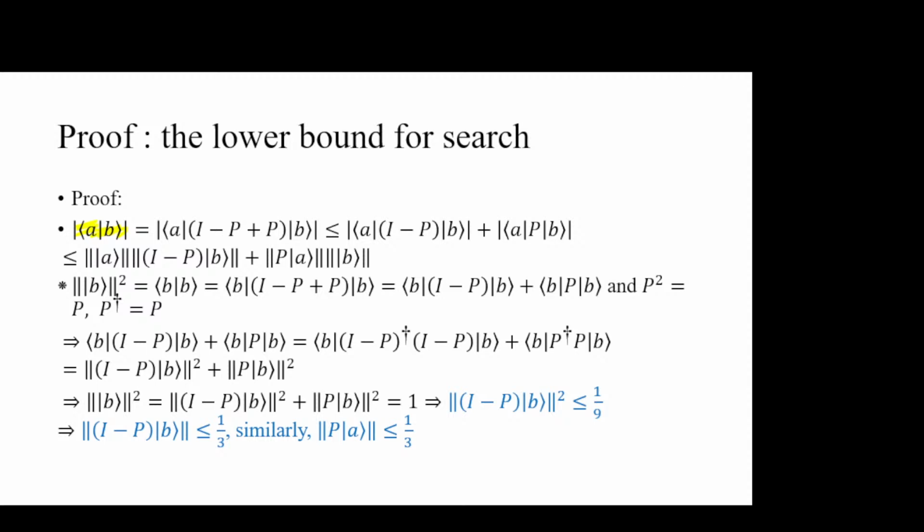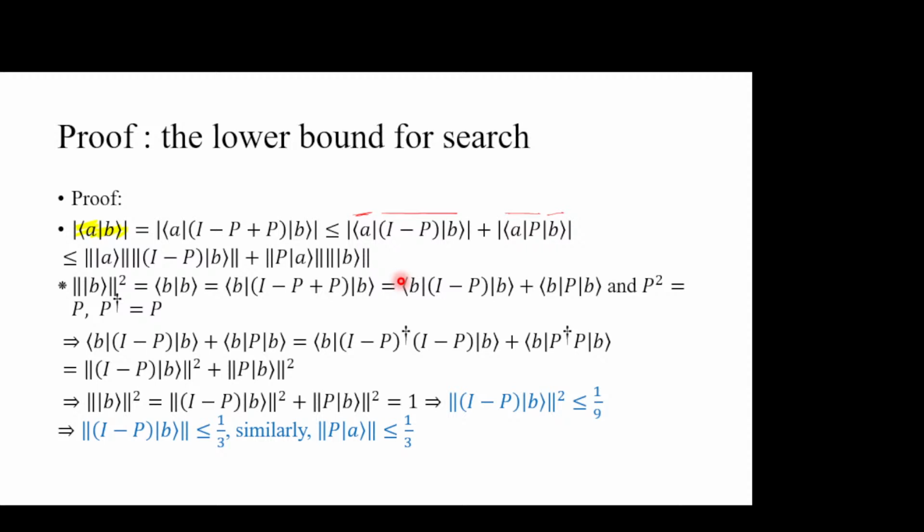This A sandwiching 1 minus P and B can be thought of as the inner product between the vector A and the vector (1 minus P)B. And this side is between the vector PA and the vector B. Then by Cauchy-Schwarz, the norm of the inner product is less than or equal to the product of the norms of the individual vectors. So it's less than or equal to the norm of A times the norm of (1 minus P)B, and this part is less than or equal to the norm of PA times the norm of B.